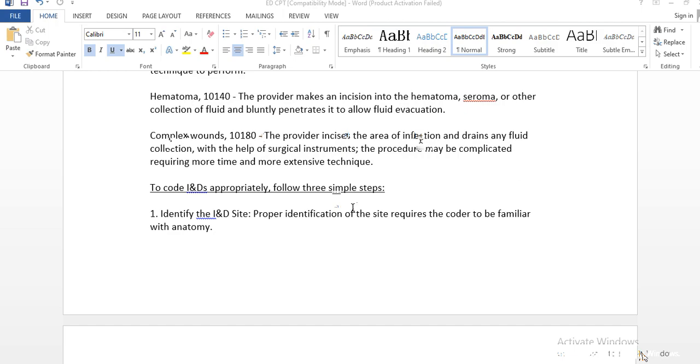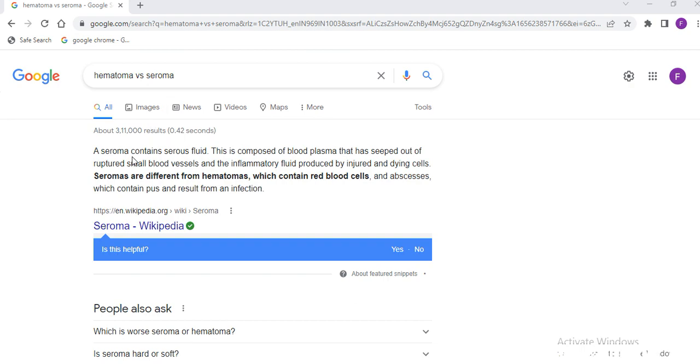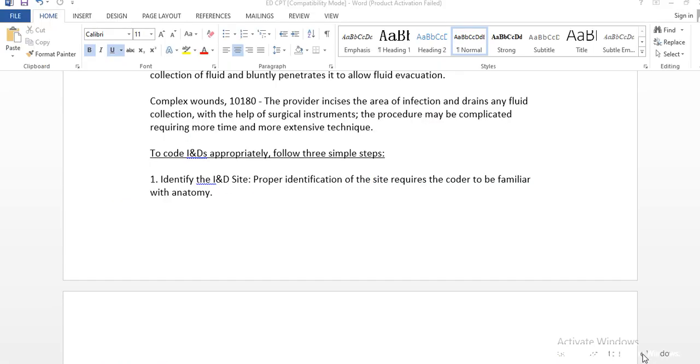It will make it easy for us. So for example, if you see the difference between hematoma versus seroma, a seroma contains serous fluid. This is composed of blood plasma that has spilled out of ruptured small blood vessels and the inflammatory fluid produced by injured or dying cells. Seromas are different from hematomas, which contain red blood cells, and abscess, which contains pus and results from an infection. So basically seroma contains blood plasma, hematoma contains red blood cells, and abscess contains pus and results from an infection.